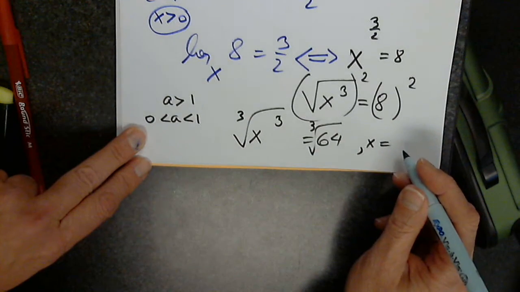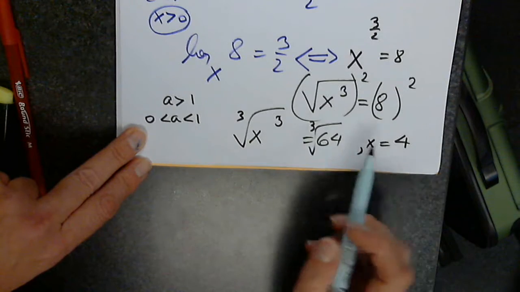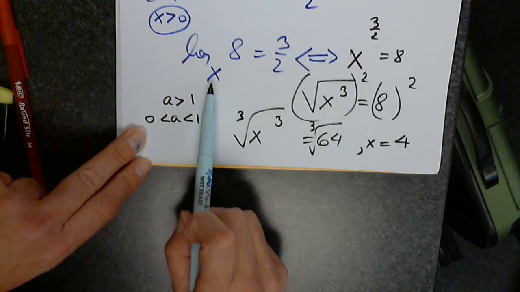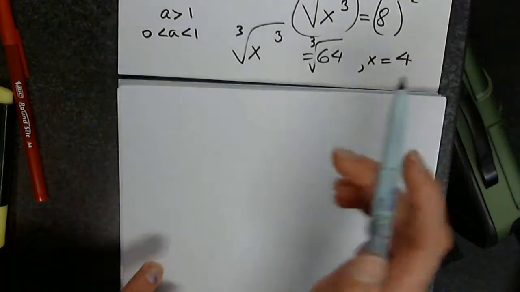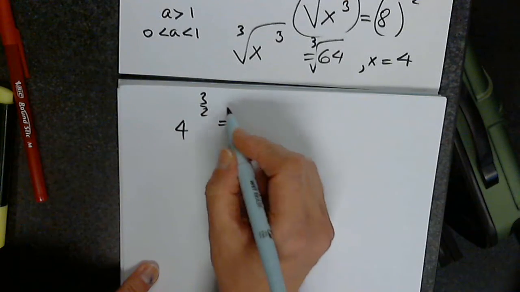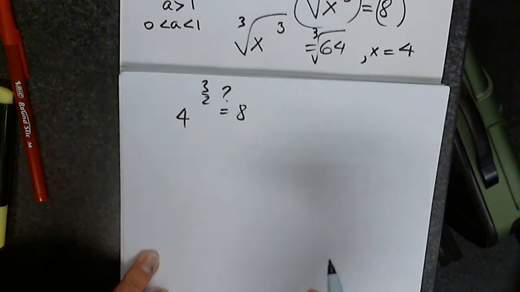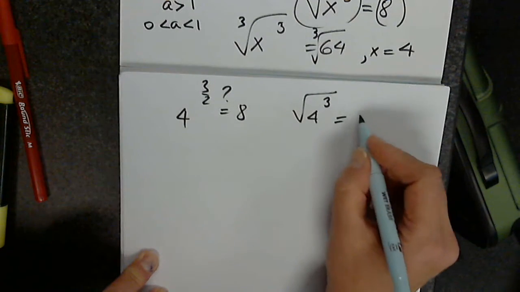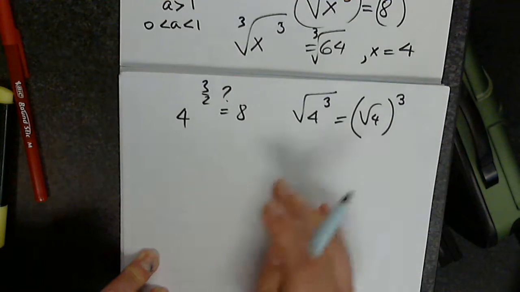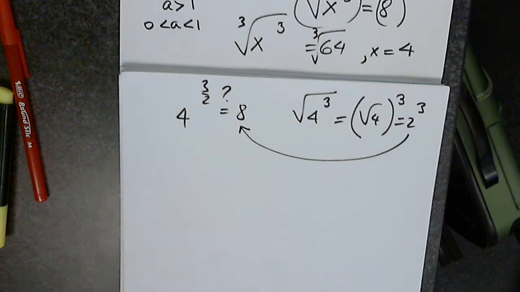X is 4. Very good. So I go back and check. 4 raised to 3/2 equals 8. Let's check. 4 raised to 3/2. Does this equal 8? Of course it does. I have to check because I squared both sides, right? So this is the square root of 4 to the 3rd, which can be rewritten as the square root of 4 everything to the 3rd, which is 2 to the 3rd, which is 8. So I know that x equals 4 is the only solution.